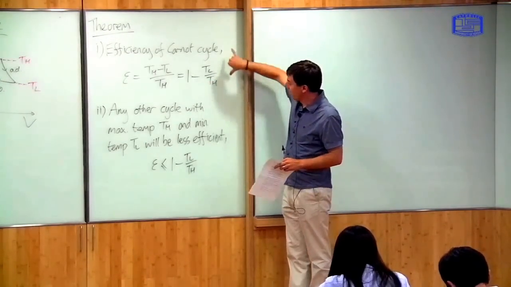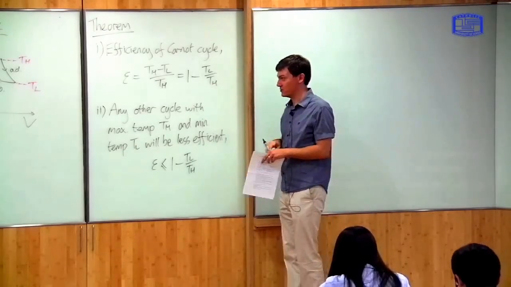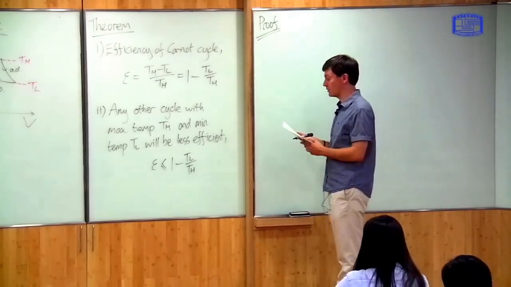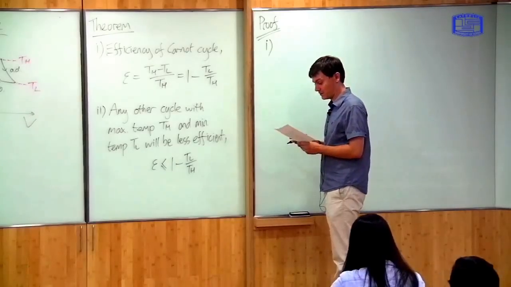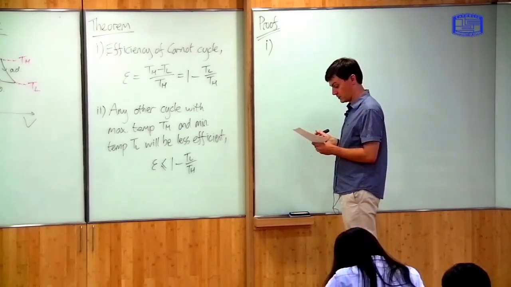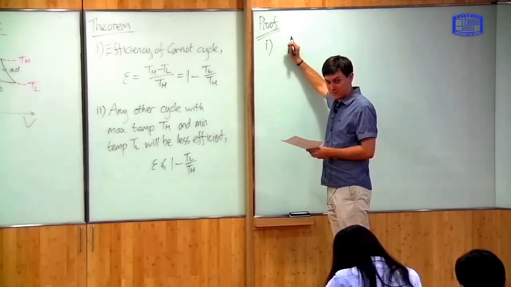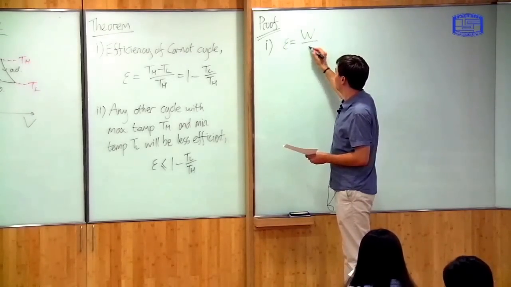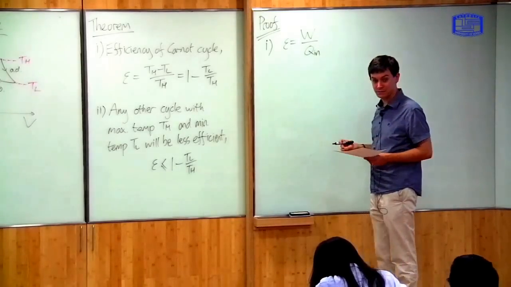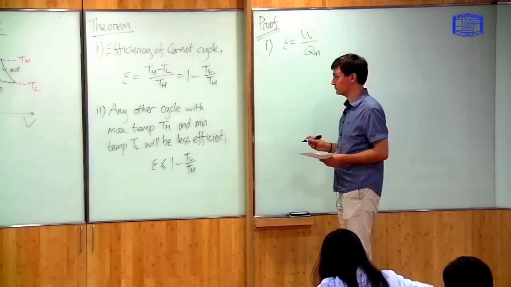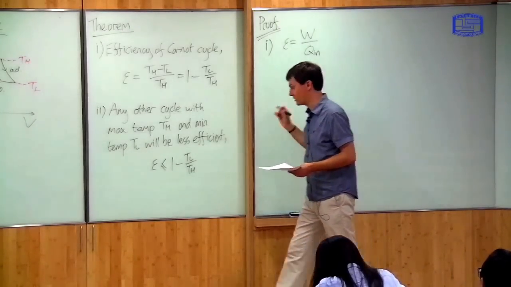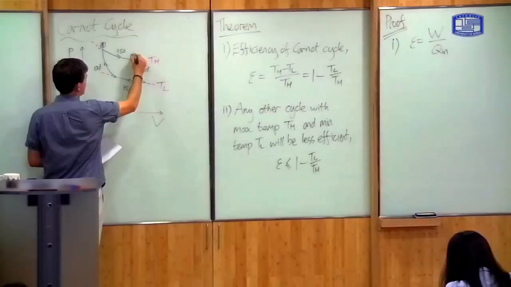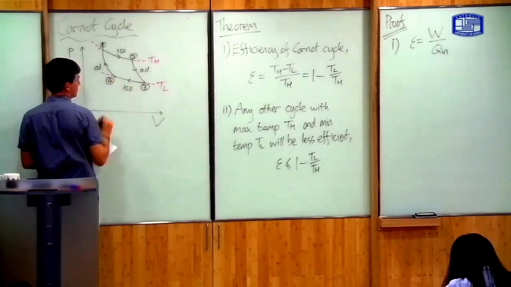We've got a bit more time, so I will just prove part one, and then next week we'll prove part two. Well, what's the definition of efficiency? The definition of efficiency is equal to the work done in the cycle divided by the heat which went in. In order to do this, I'm going to have to label this diagram a bit more. Let's call this point 1, this point 2, this point 3, this point 4.